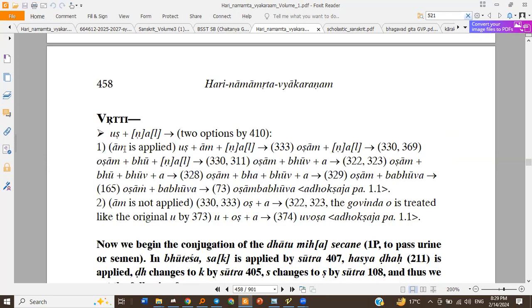When am is applied, we get Osham plus Nal, and then we apply the sutra we did previously: Amah kribhvastayo nu prayujyante. Kri, bhu, and as are optionally applied after am. So in this way, Osham babhuva, Osham chakara, Osham asa, and another fourth one is Uvosha.